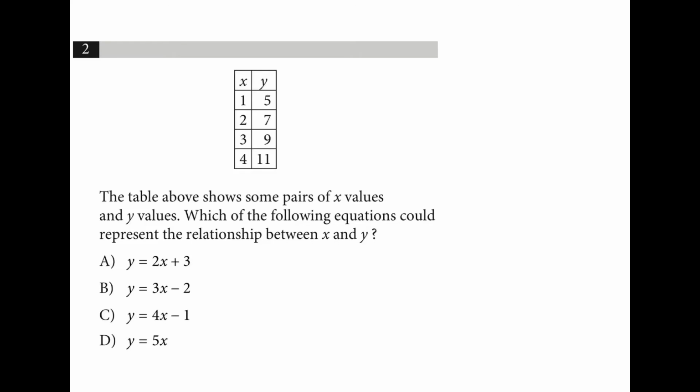The table above has some x and y values, which equation represents it? As x goes up by 1, y goes up by 2. So my slope is 2. The only one with a slope of 2 is A.